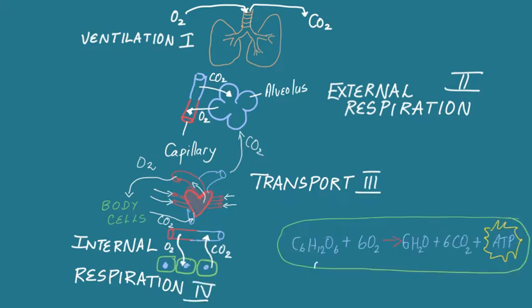The next stage and last stage is cellular respiration. The oxygen that has arrived in the body cells can now be used to break down glucose and make ATP. Carbon dioxide is the toxic byproduct.